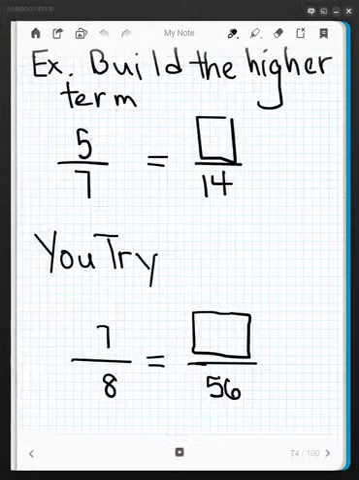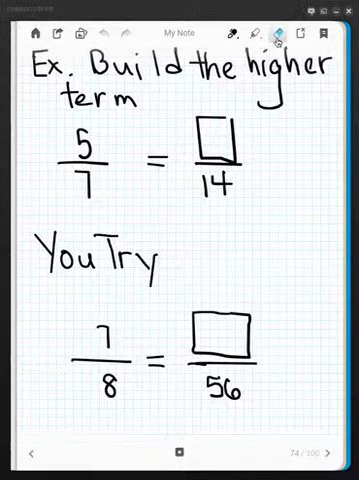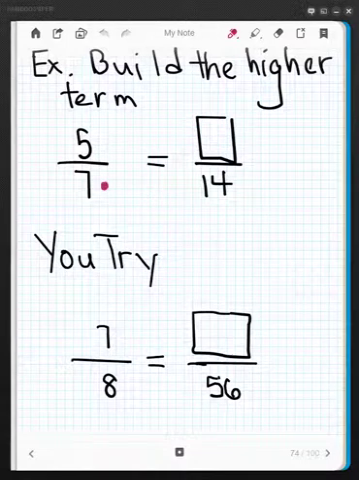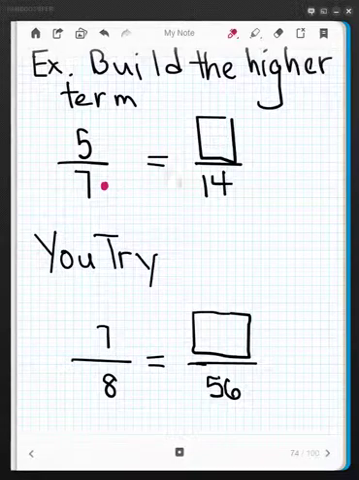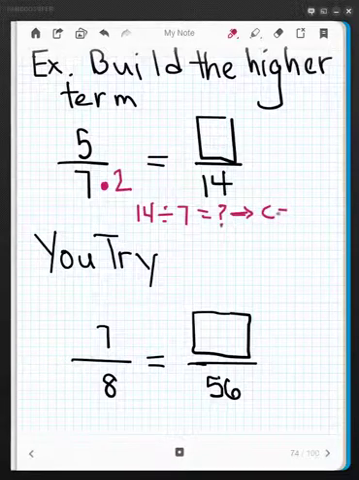If I have 5/7 and I want to build it to an equivalent fraction with a denominator of 14, I have to find out what that c is. What do I multiply by here in order to get that? I can ask myself the question, 7 times what is equal to 14? Well, 7 times 2 is equal to 14, right? And again, another way of asking that is new 14 divided by old 7 is equal to what? That what is my c, and it's equal to 2.